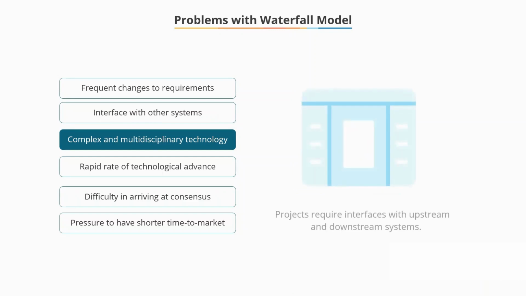Many projects require interfaces with upstream and downstream systems. Many of these interfaces tend to become complex and require a complex mix of technologies cutting across disciplines. For example, an industrial automation system may need some mechanical, electrical, instrumentation, and software elements.